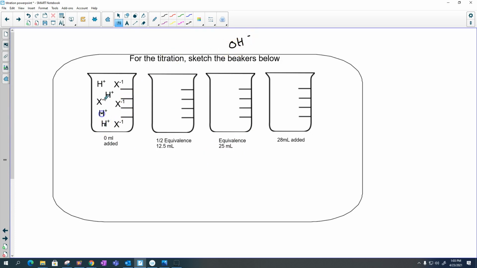So I got 1, 2, 3, 4. That means I didn't know it at the time, but I had at that point added 4 hydroxides. And that's going to form 4 water molecules. And there'd be 4 anions, which is the X. Let's draw them like that. Okay, so let's do the X's.